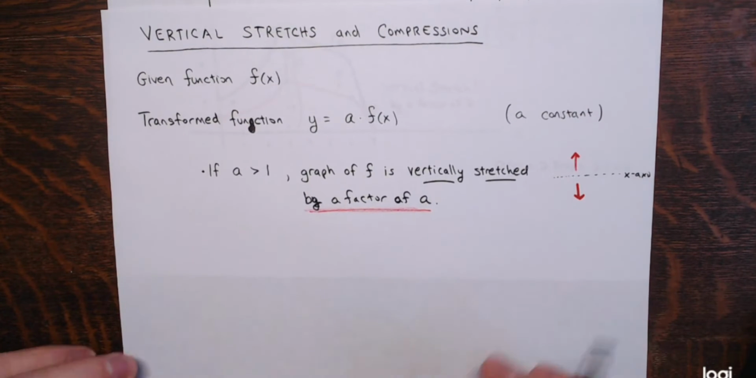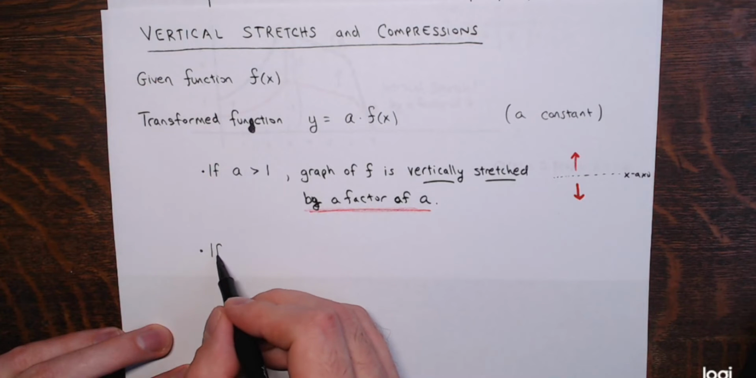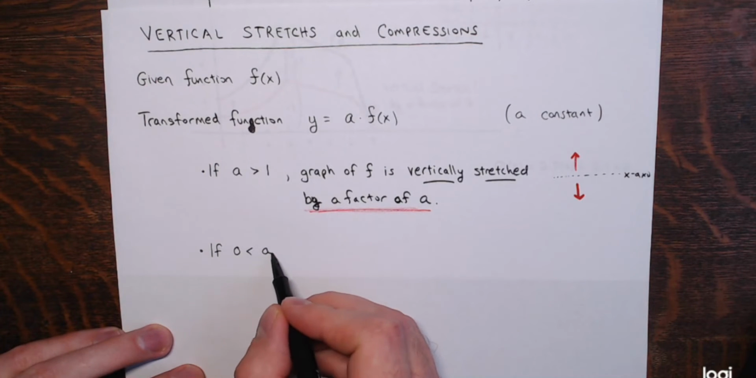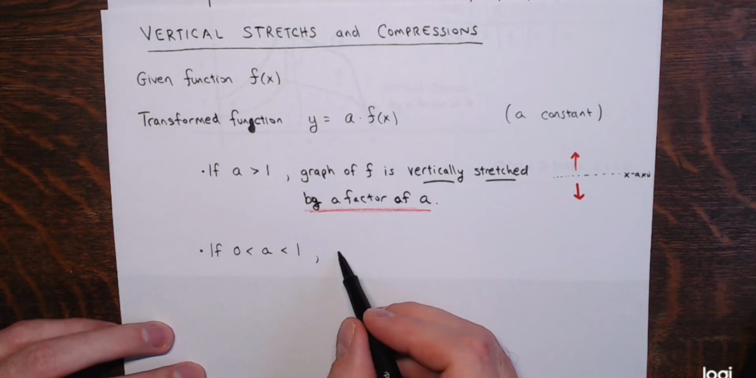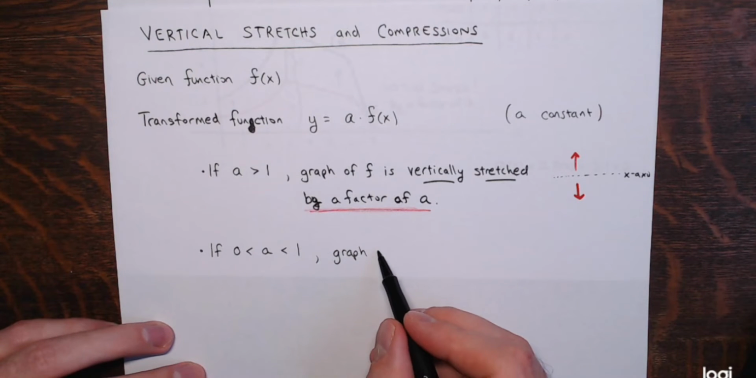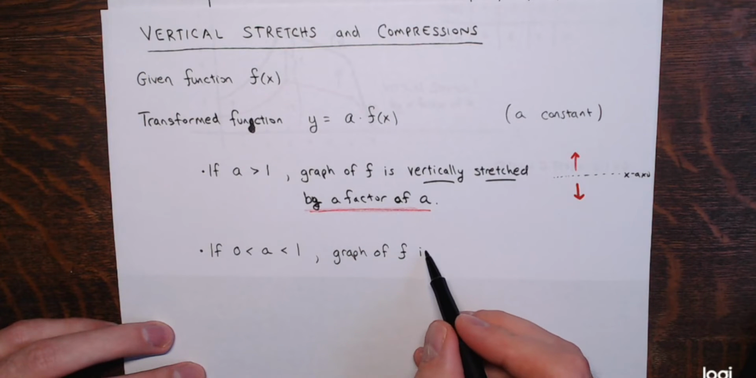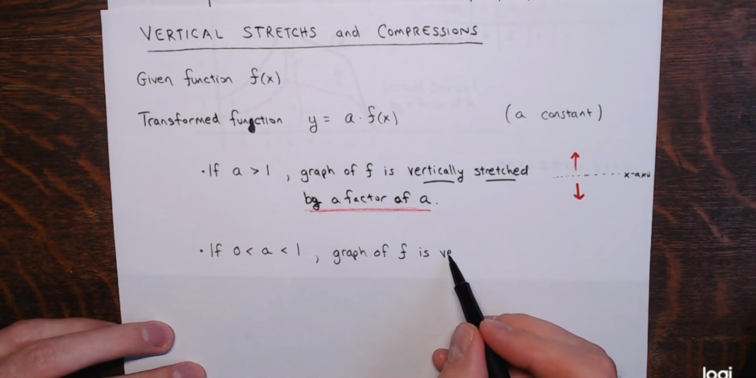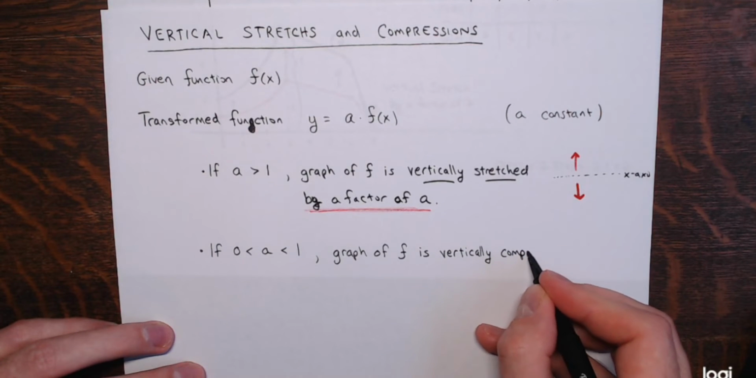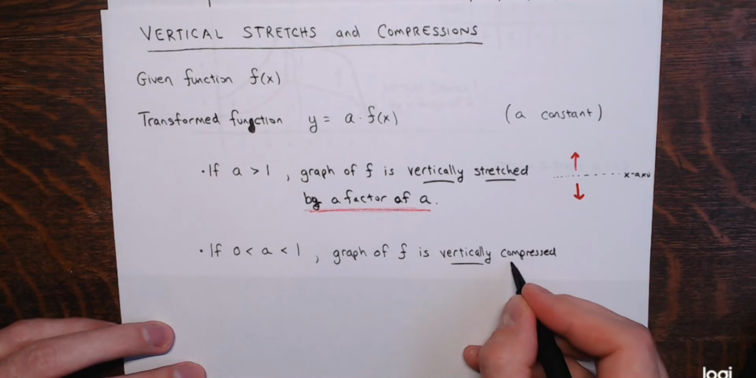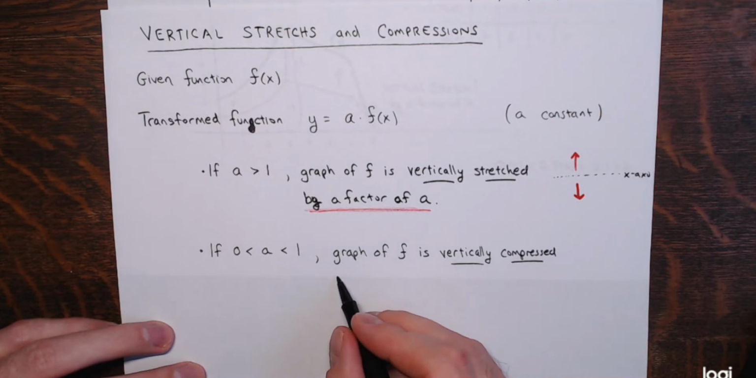Now, if a is between 0 and 1, so if you multiply a function by a half, or 2/3, or 0.256, something between 0 and 1, then they would say the graph of f is vertically compressed. Vertically compressed. Again, by a factor of a.